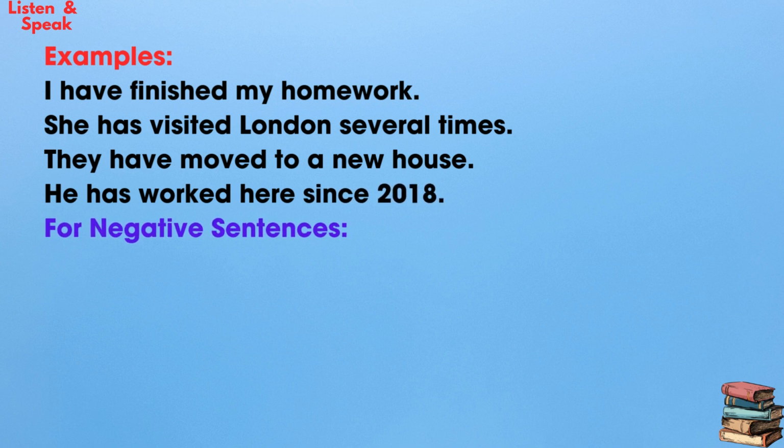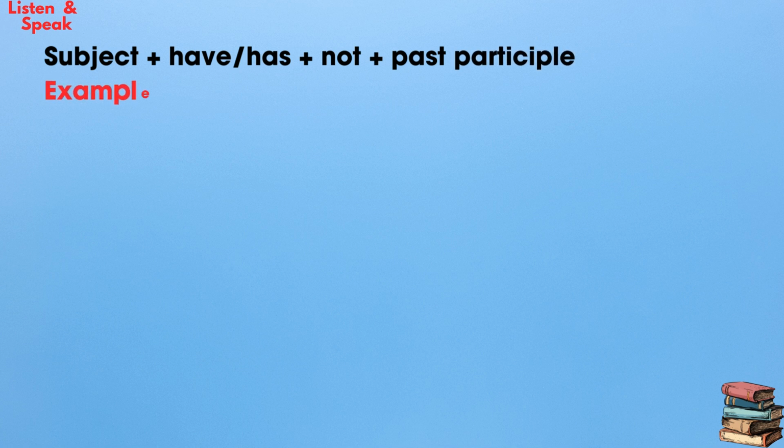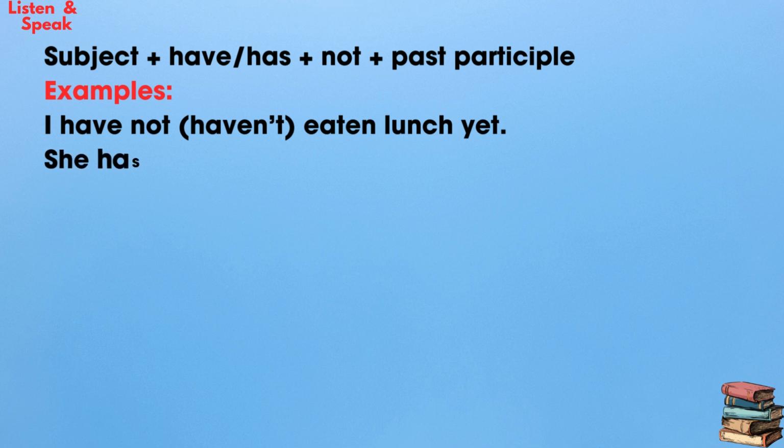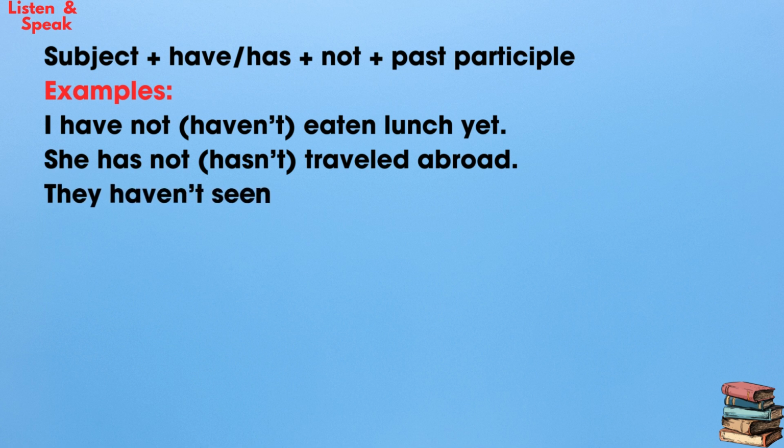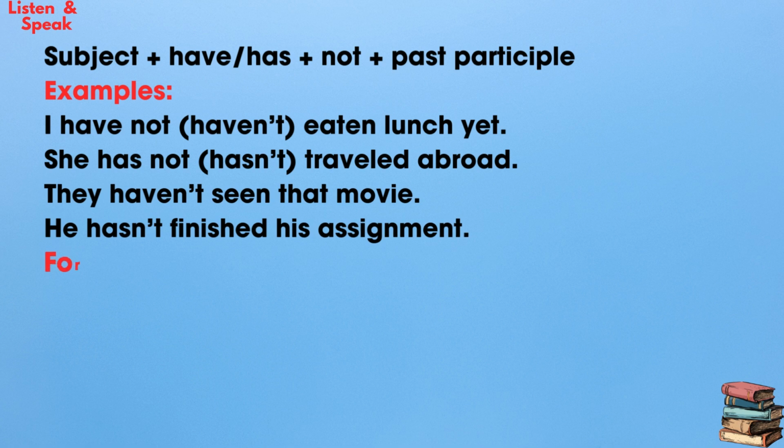For negative sentences: subject + have/has + not + past participle. Examples: I have not (haven't) eaten lunch yet. She has not (hasn't) traveled abroad. They haven't seen that movie. He hasn't finished his assignment.